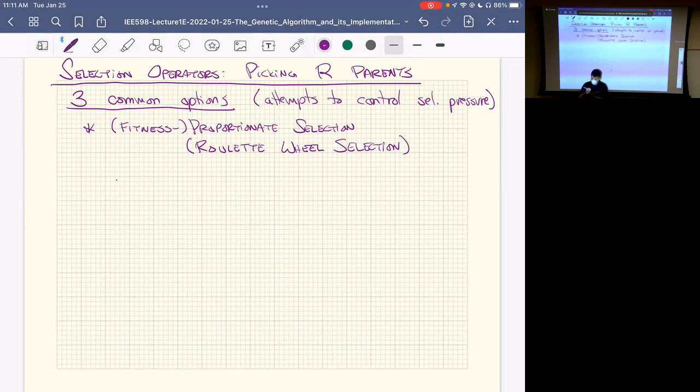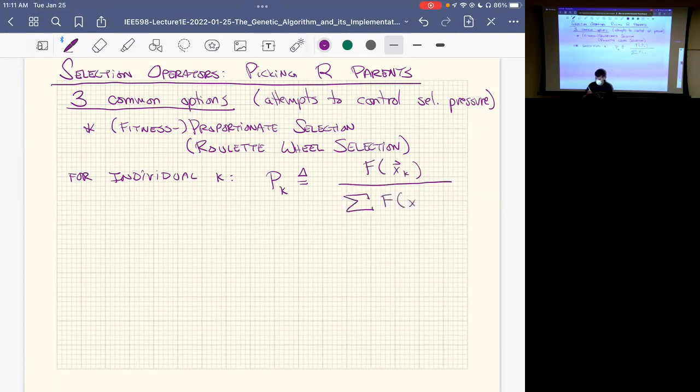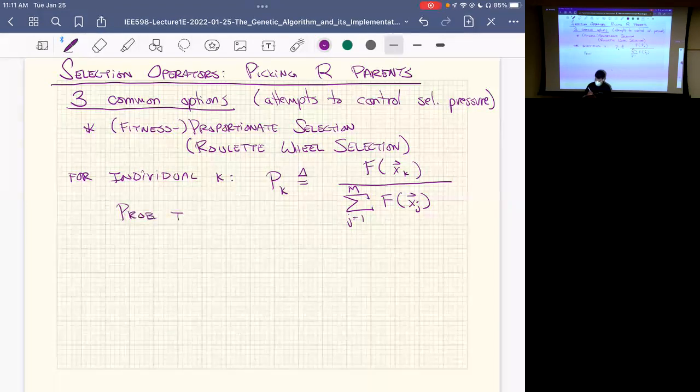So the idea here is we create, for every strategy, for individual K, we'll define P_K as the fitness of individual K divided by the sum of all the fitnesses, from J equals 1 to M. You can view this as the probability that K is selected as a parent.